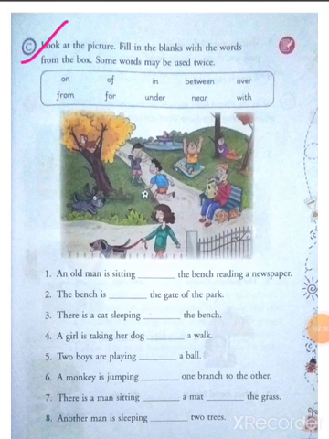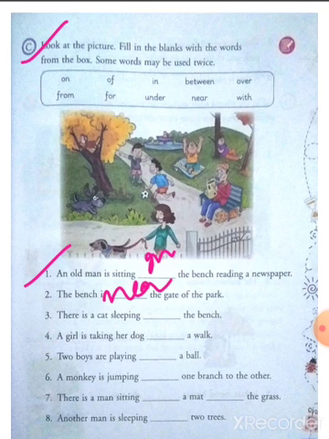Exercise C. Look at the picture. Fill in the blanks with the words from the box. Some words may be used twice. So the first one is, an old man is sitting on the bench reading a newspaper. The bench is near the gate of the park.